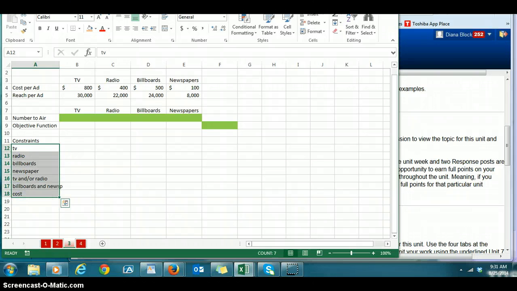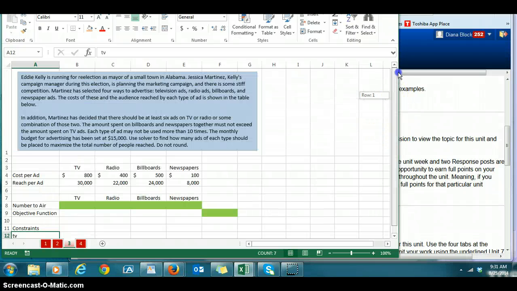So look up in your paragraph, in your instructions, and it will give you what the constraints are for each of these. It says like that your advertising budget has been set at $15,000, so your total cost must be less than or equal to that. It tells you that each type of ad can't be used more than 10 times, so your constraint on each of the individual types is less than or equal to 10.